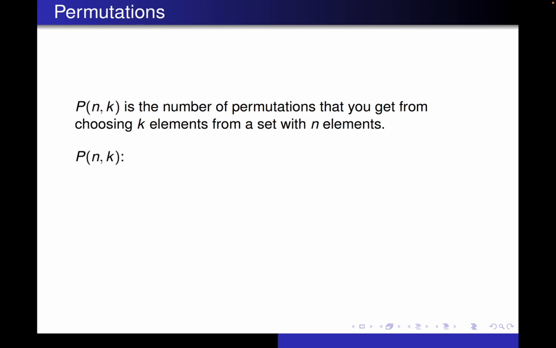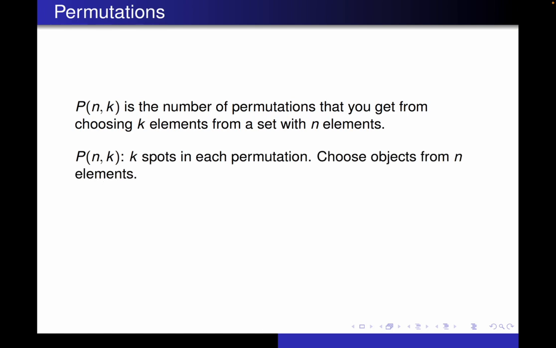So in general, the reasoning is going to be just like it was in that example. I have k spots for each permutation, and I'm going to choose the objects from n elements. So there are my k spots, 1, 2, 3, all the way to k. So how many choices do I have for that first spot? Well, I can choose any of the n elements in there.